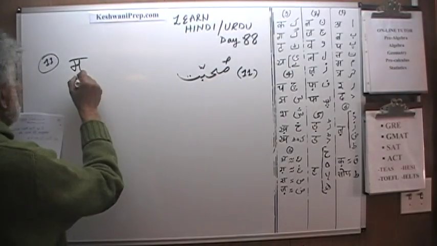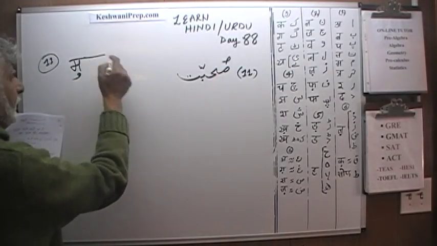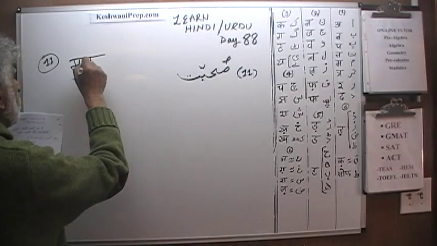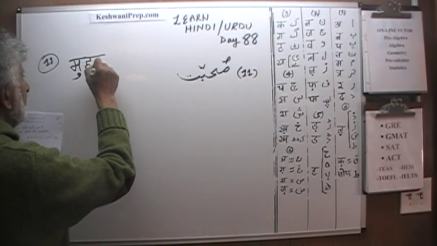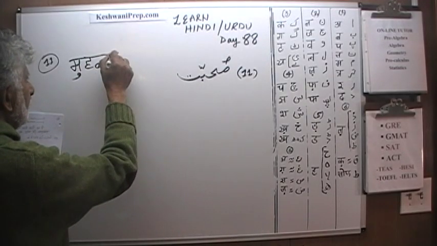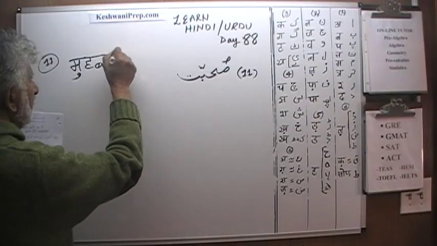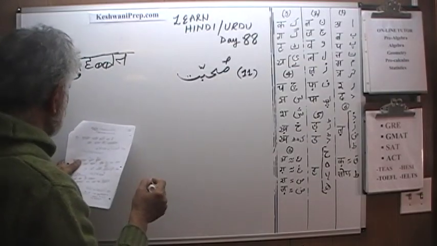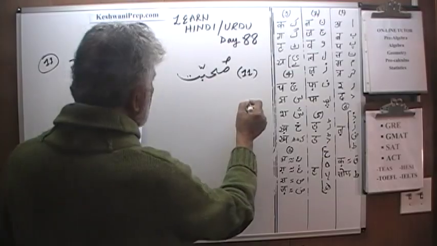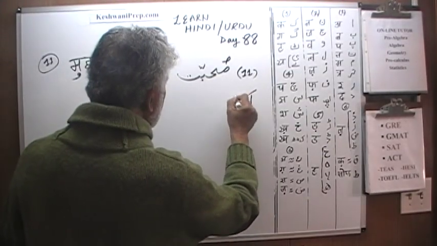It's a U ki matra, then we need a H, then we need half a B, mohab, and then bat. Mohabbat, karne.